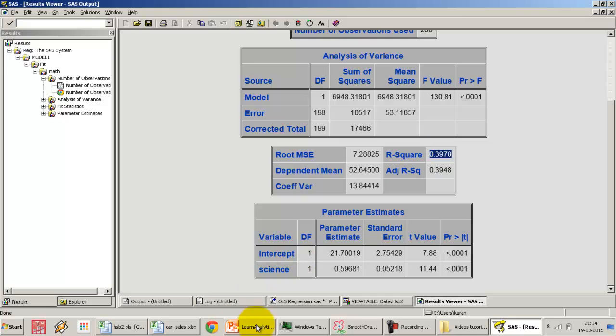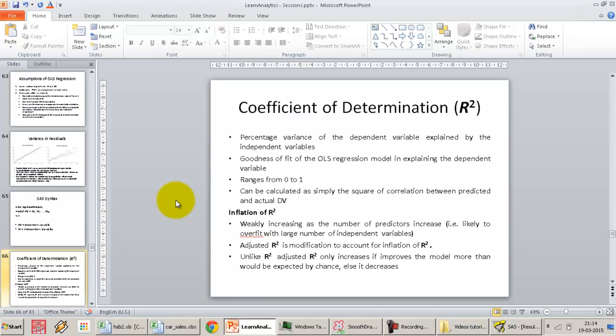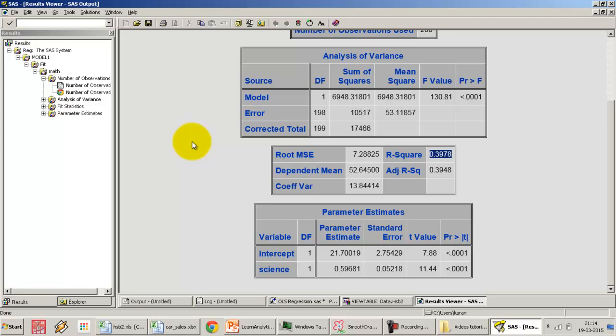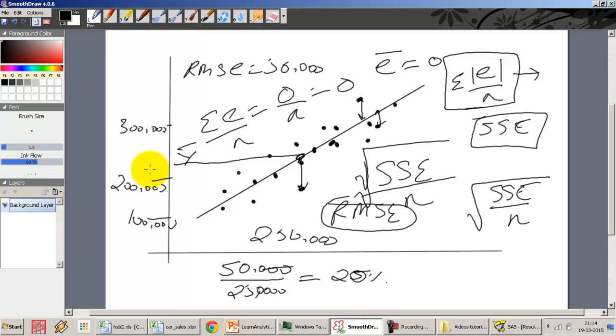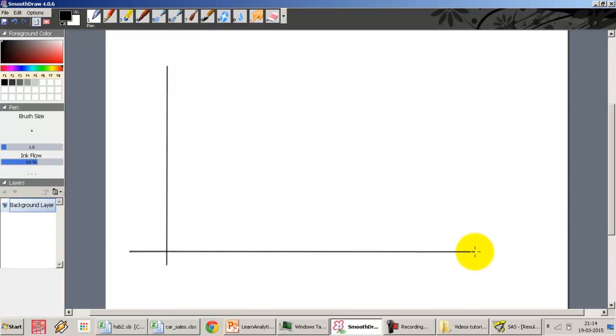Now, the specific definition of R square is the percentage variance of the dependent variable explained by the independent variable, or what percentage of the variance in the y variable can be explained by the regression model. So let's pull up a new sheet, and I'm going to explain how R square is actually calculated. And for this, we're going to look at the ANOVA table as well.